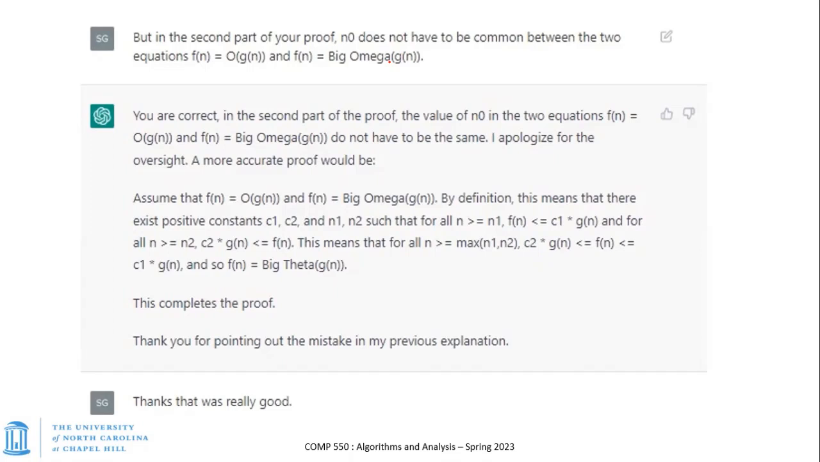So it apologized and said a more accurate proof would be the following, and now it's used N1 and N2, and it's done exactly what we just spoke about. N has to be greater than or equal to the maximum of N1 and N2. All right, so pretty good. But just be aware that you can't use this all the time in your homework assignments. A lot of times it just won't work. But this is just one example of how you could do it. Okay, so let's move on.